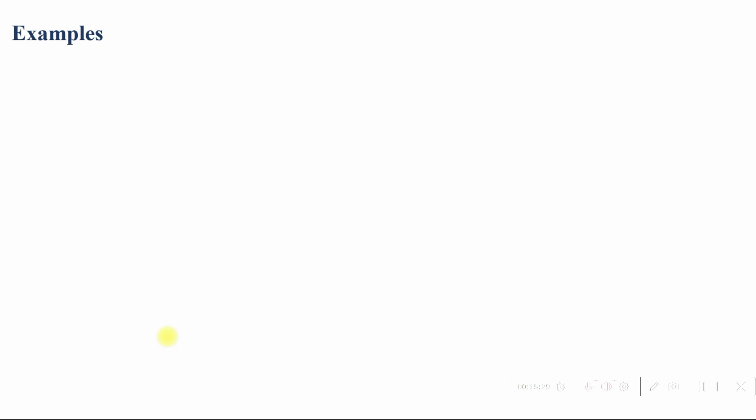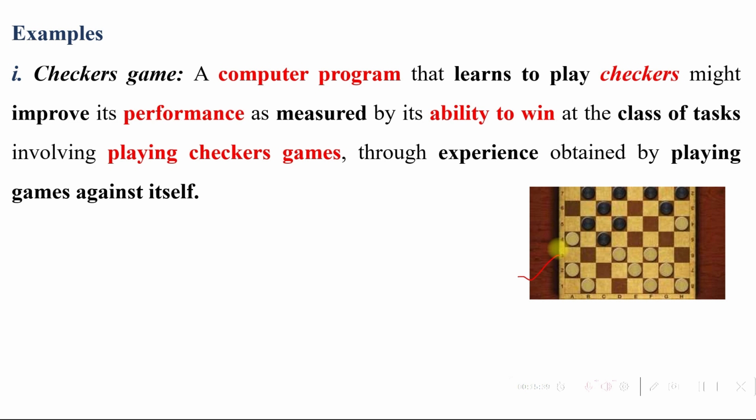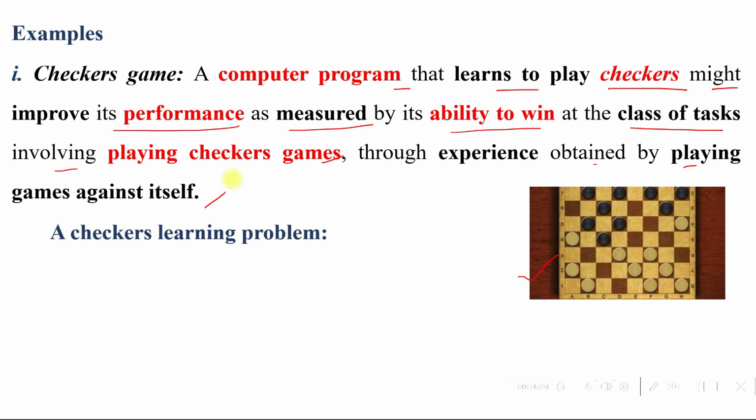So we'll see some examples of machine learning. The first example is a checkers game. Here, a computer program that learns to play checkers might improve its performance, as measured by its ability to win the class of tasks involved in playing the checkers game, through the experience obtained by playing games against itself. And the checkers learning problem contains three things.